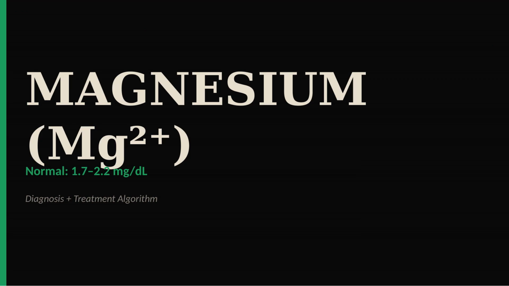Magnesium. Normal range, 1.7 to 2.2. This is the electrolyte everyone under-orders and over-ignores, and yet it's the master key to the two cations we worry about most. You cannot fix refractory potassium or refractory calcium without fixing magnesium first. It's been the recurring rule all episode, and now it gets its own box. It's also, by some counts, the most common electrolyte disorder in the ICU. Let's give it the attention it deserves.